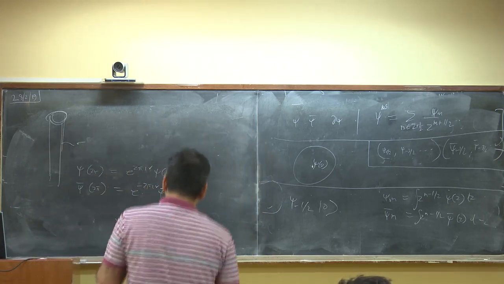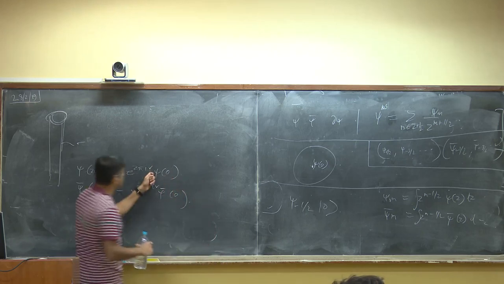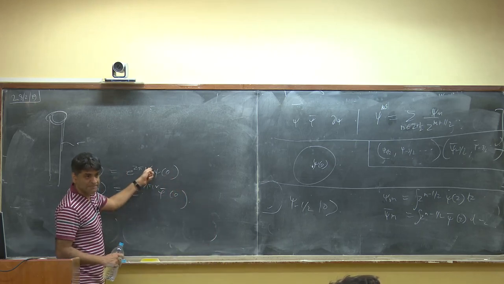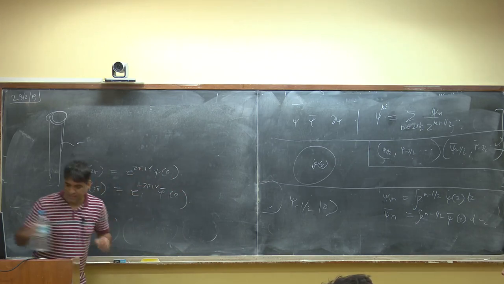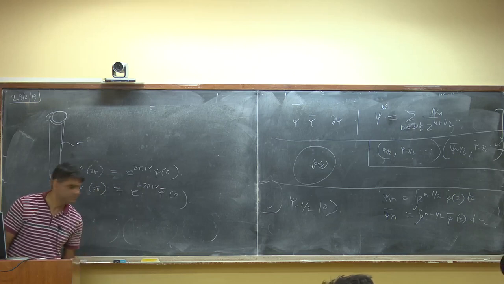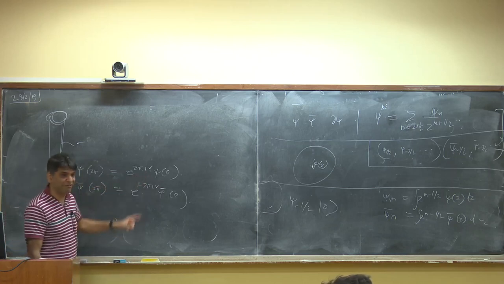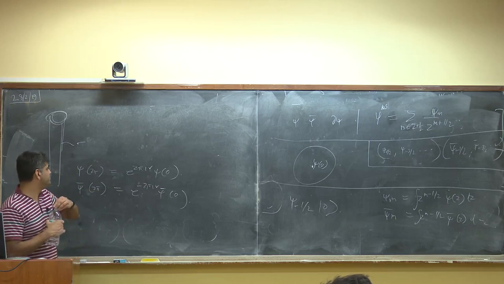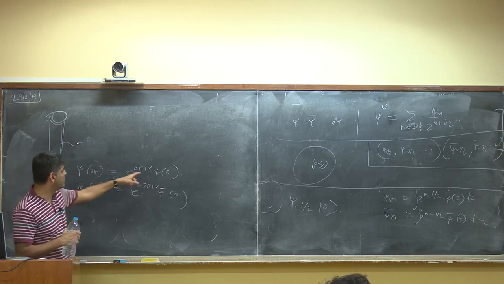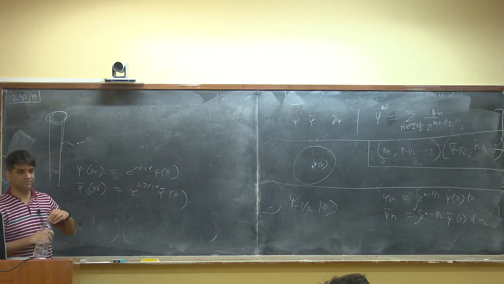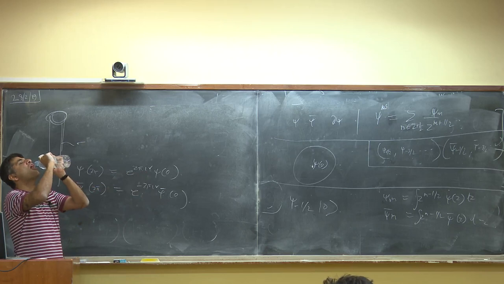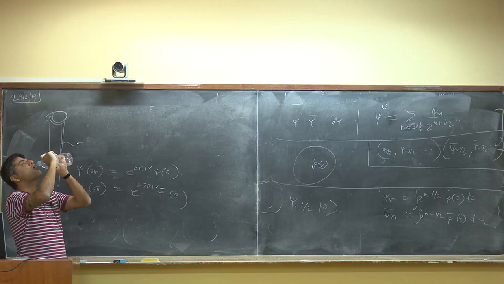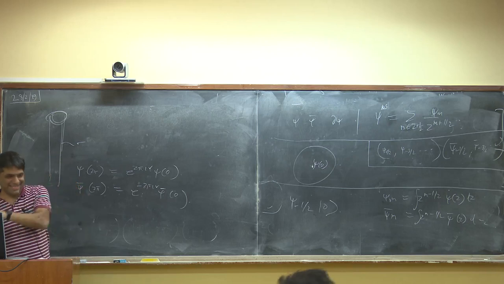That's why, in the early part of this course, we will only deal with the cases nu equals 0 and nu equals half. Nu equals 0 is the Ramond sector. Nu equals half is the Neveu-Schwarz sector. This is on the cylinder.